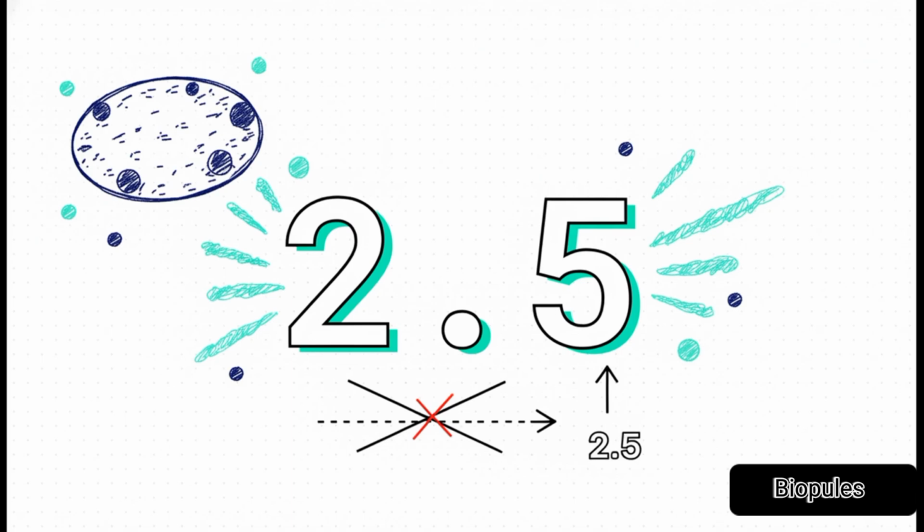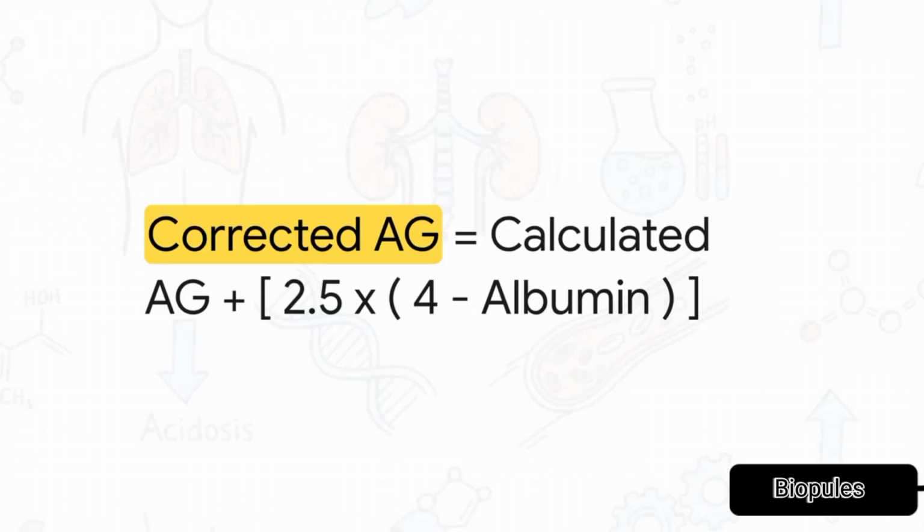And if your patient's albumin is low, which, let's be honest, is incredibly common in critical illness, you absolutely must multiply their albumin deficit by 2.5 to correct your gap. Listen, if you skip this specific correction on a patient with low albumin, you're going to calculate a falsely normal gap and totally miss a dangerous underlying pathology.